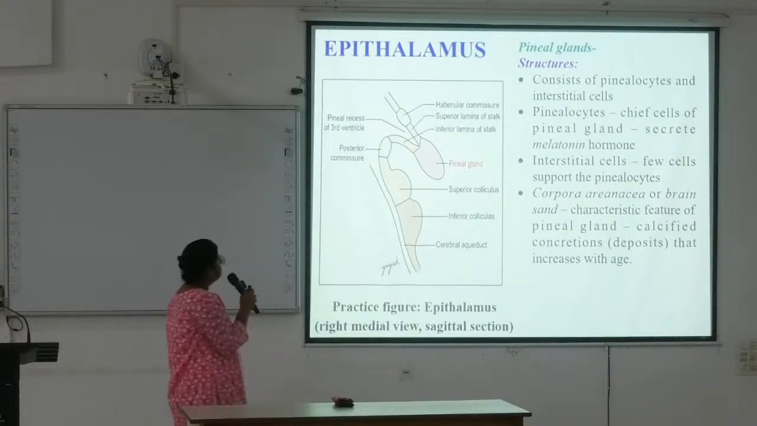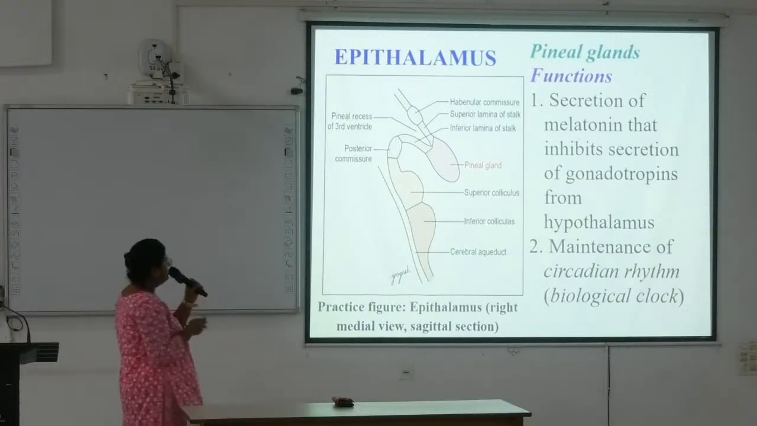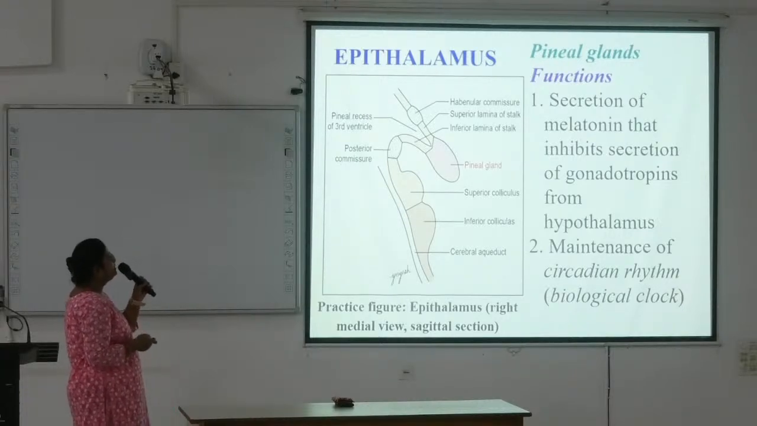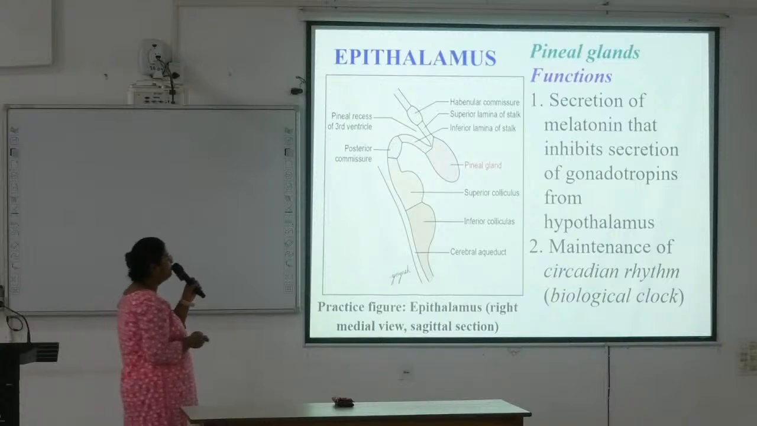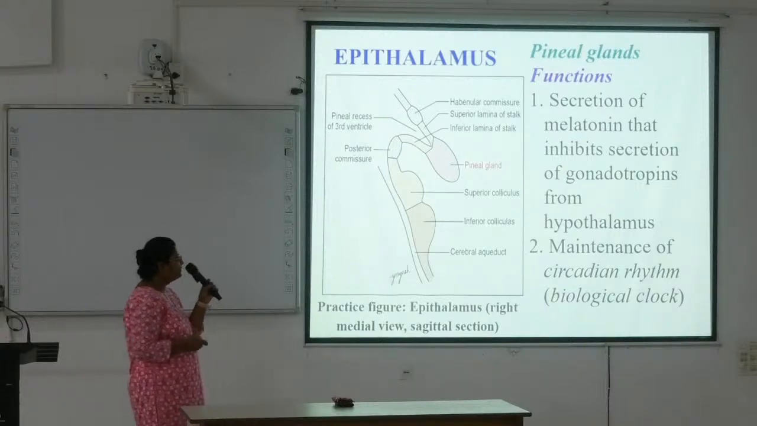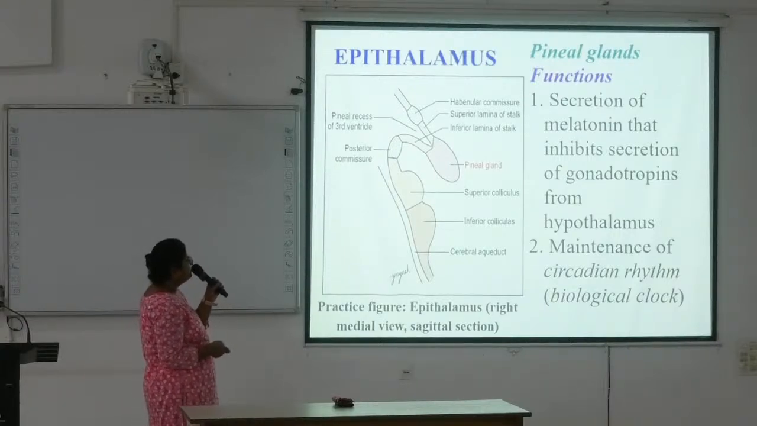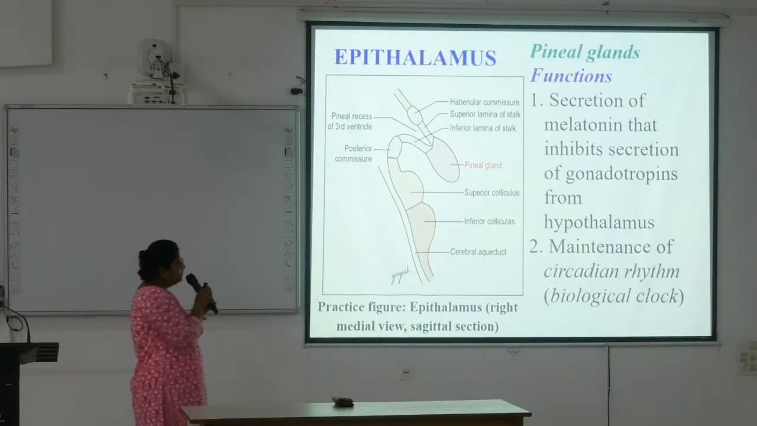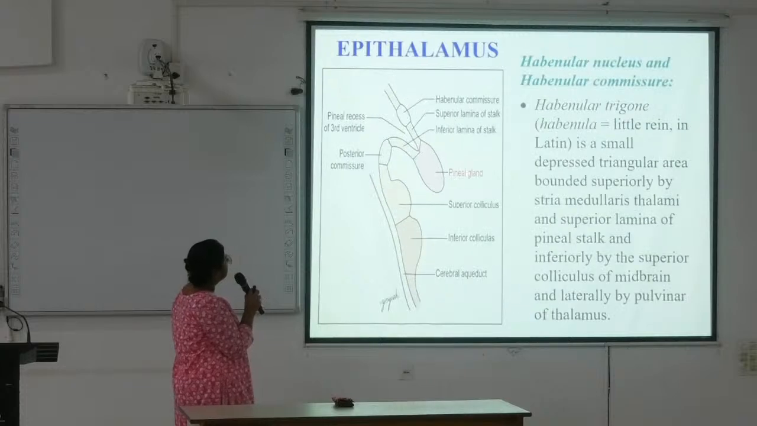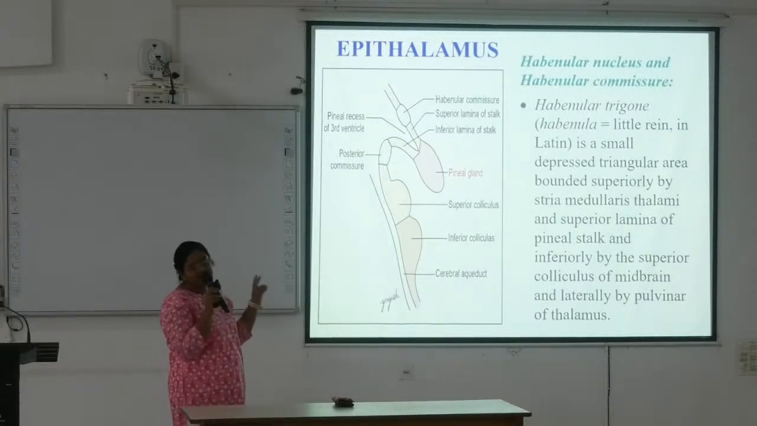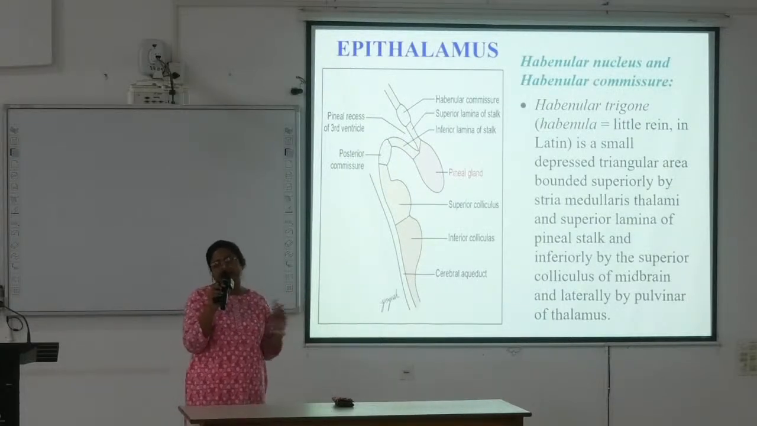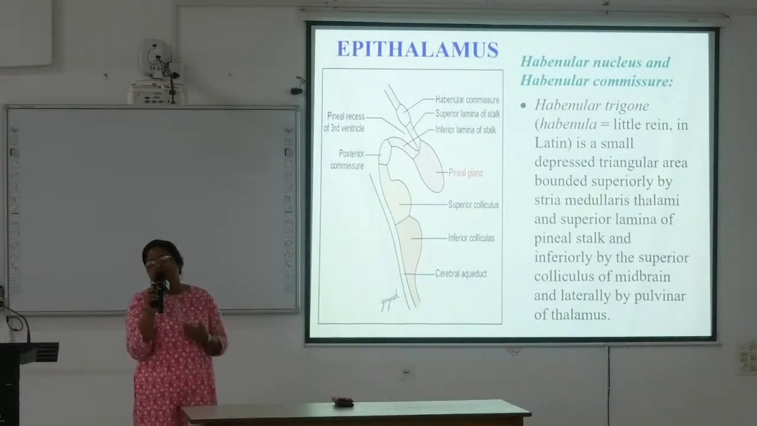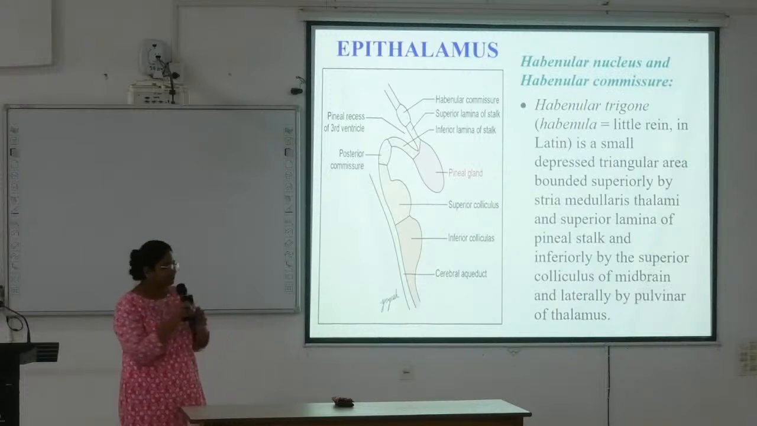Next, what are the functions of the pineal gland? It helps in secretion of melatonin, which inhibits the secretion of gonadotropin from the hypothalamus. Maintenance of circadian rhythm, that is the biological cycle. And the pineal gland is considered the third eye. It helps in our sleep-wake cycle. The melatonin hormone helps in the sleep-wake cycle.